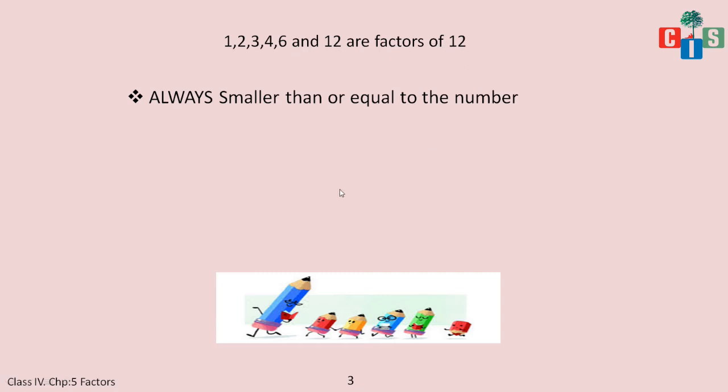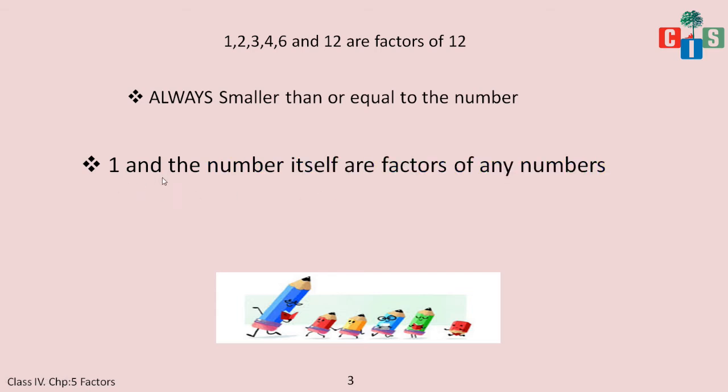The second fact is 1 and the number itself are factors of any number. See, students, this number 12 has certain factors, but there may be some numbers that have only 2 factors. So at least 1 and the number itself are the factors of any number.